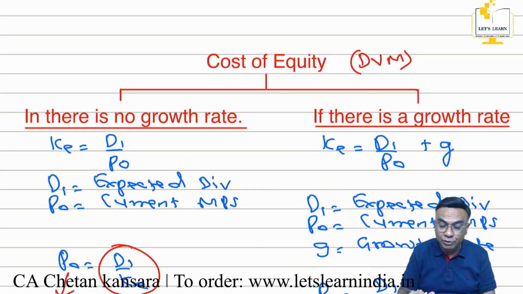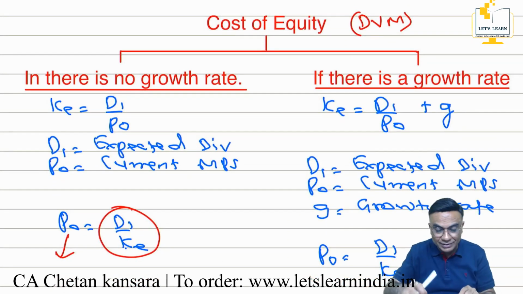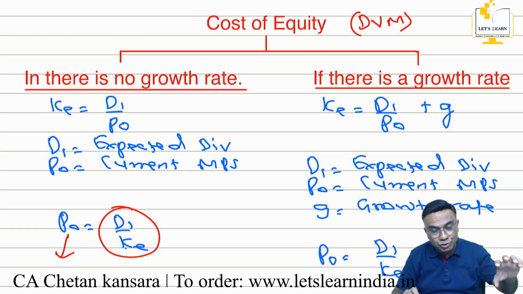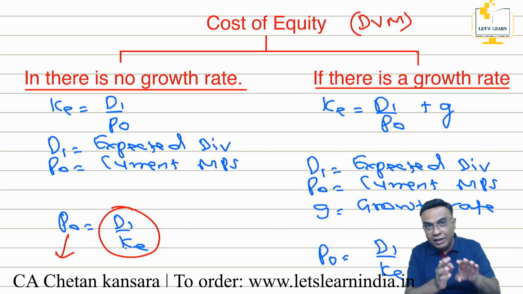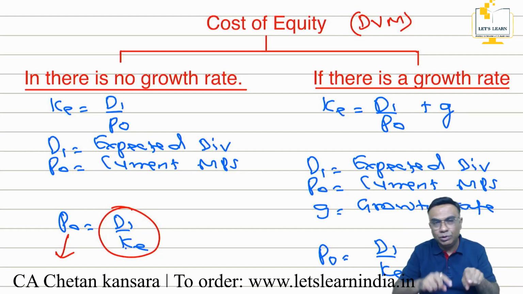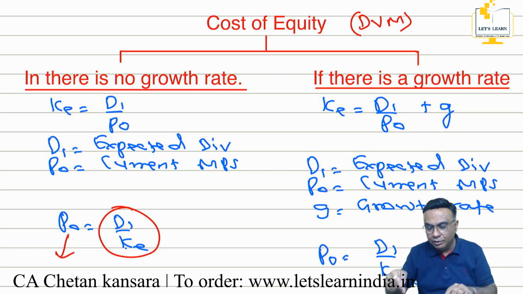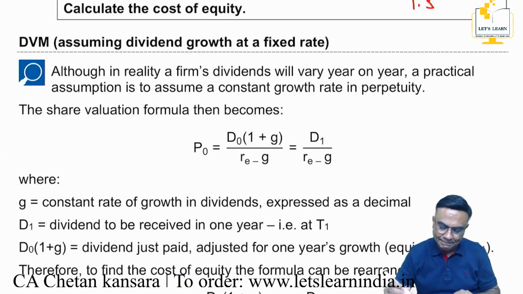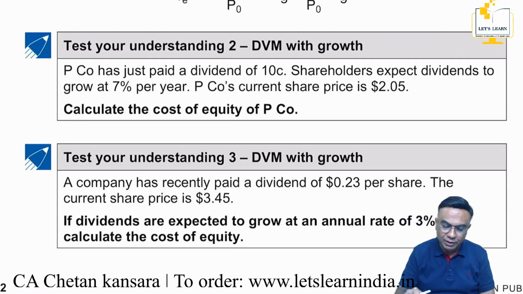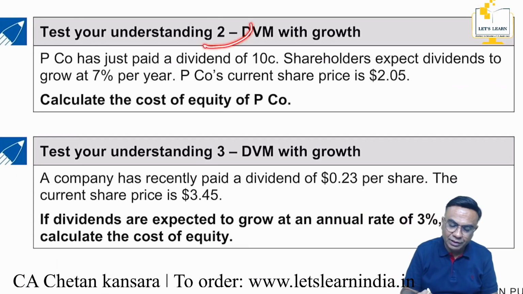We are trying to find out the cost of equity. As I said, for cost of equity you have two calculations. One is the dividend valuation model, the other is CAPM, which we'll do later. In DVM, the dividend valuation model, we have two formulas, one without growth and one with growth. Now this is with growth. Let us take an example with growth from your Kaplan book. Test your understanding, second question.